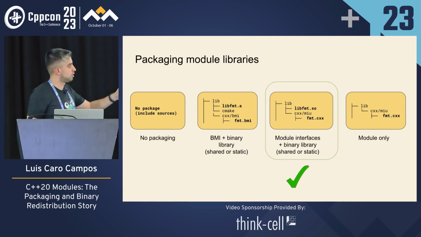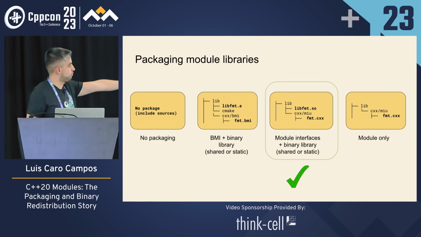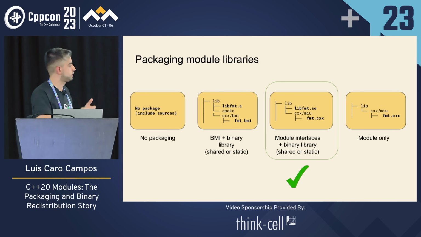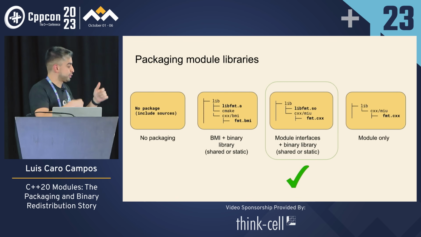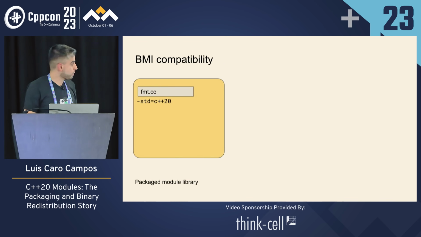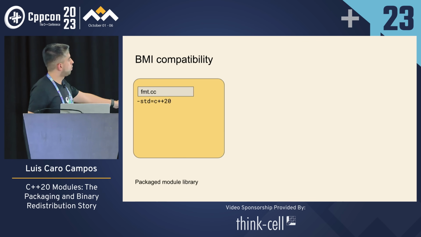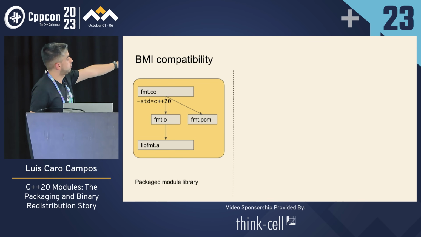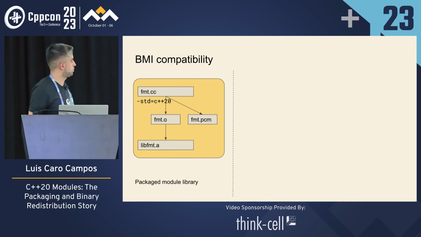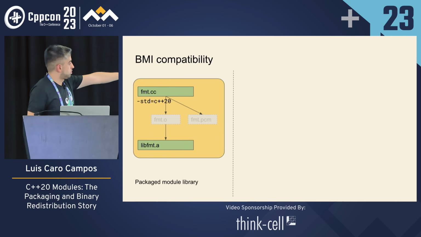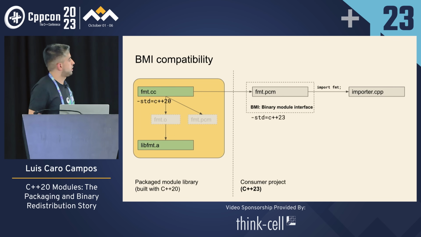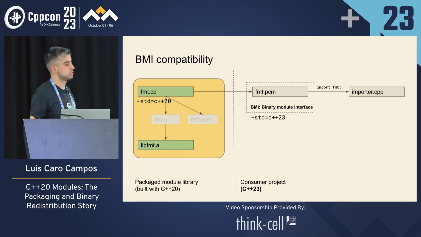Recall that I mentioned earlier that this approach increases the chances that the BMIs are compatible, whereas if we bundle a pre-built BMI, there are no guarantees. We saw that with Clang, with the visibility flag, and when the source file didn't exist on the consumer side. But let's say we have a packaged module library where the library file was generated by building with the C++20 standard. We discard those BMI files, we don't ship them, we ship both the library and the module interface. And on the consumer side, the entire consumer is built in C++23.